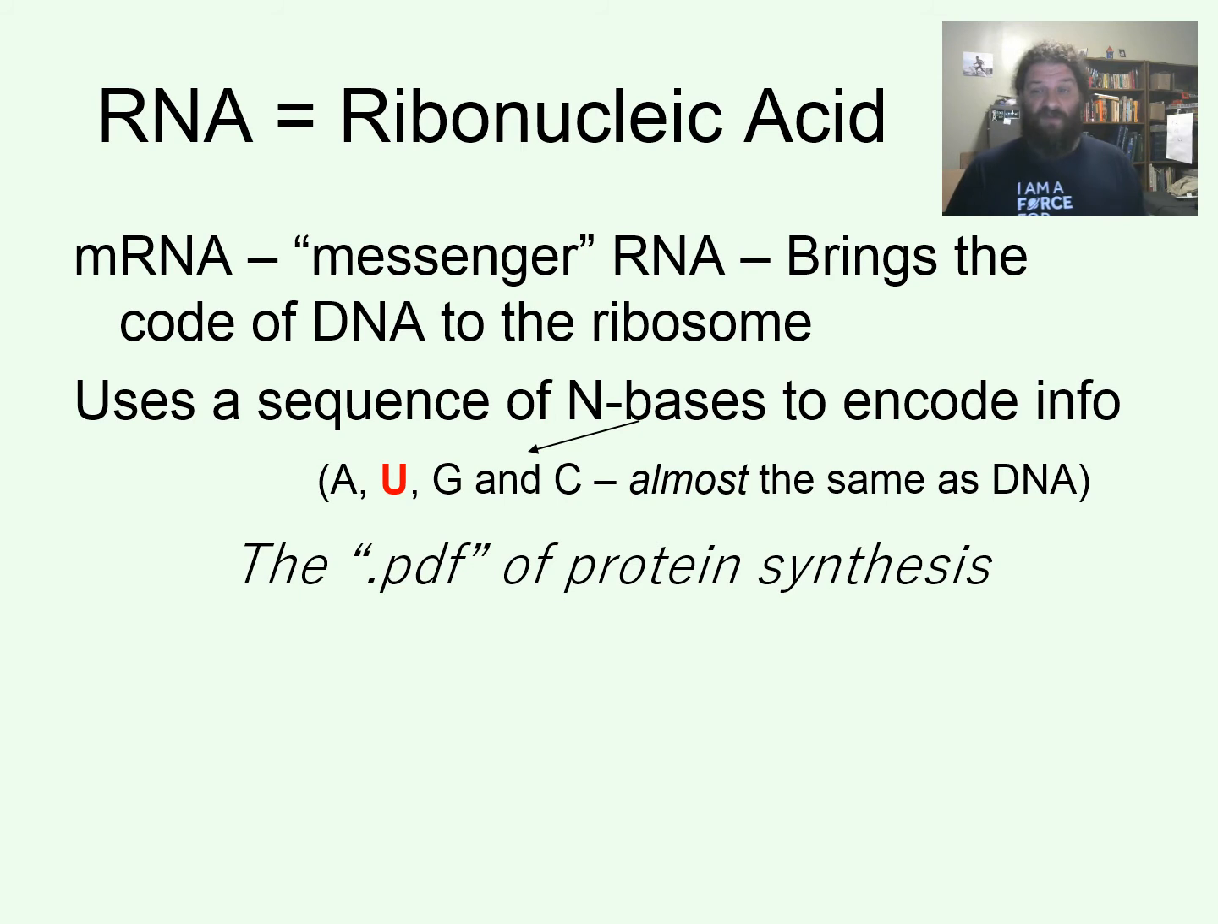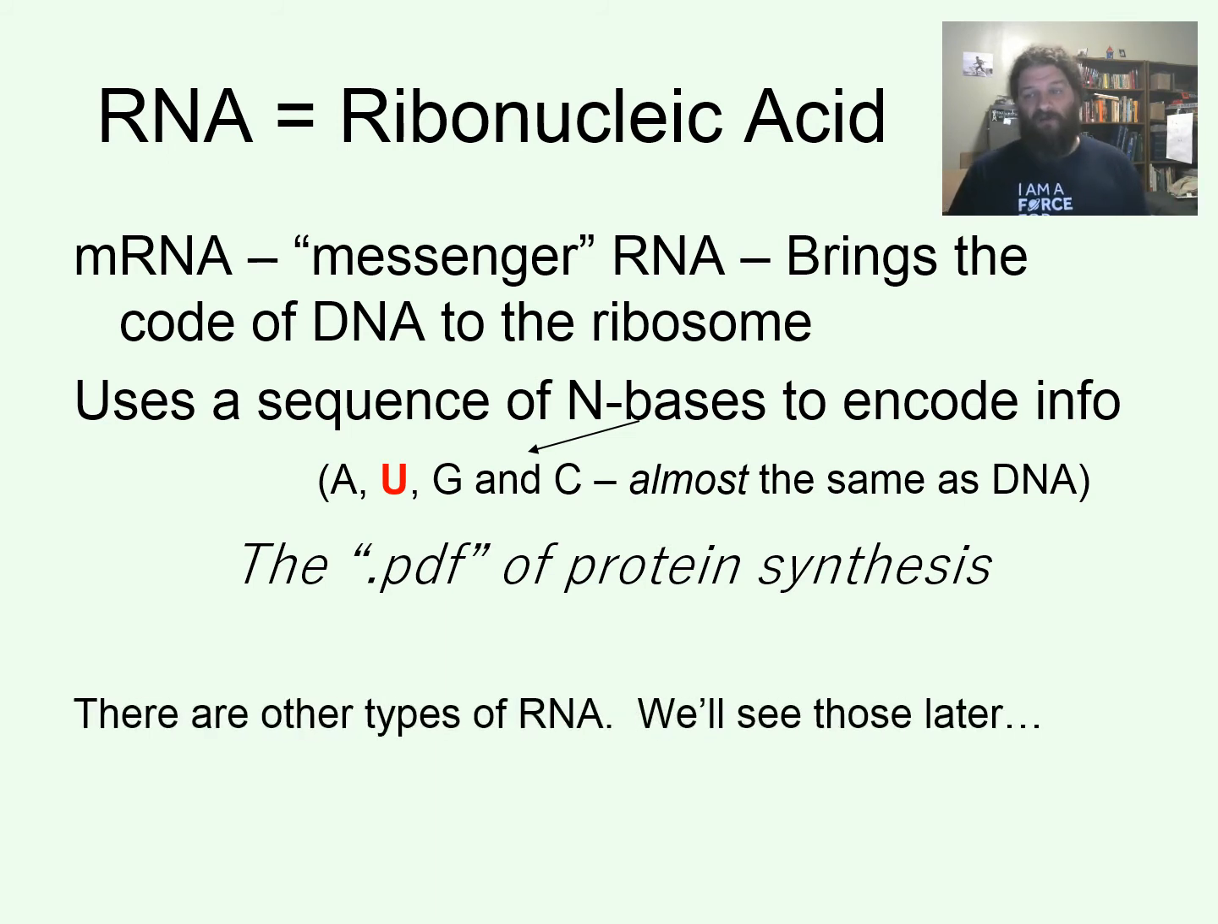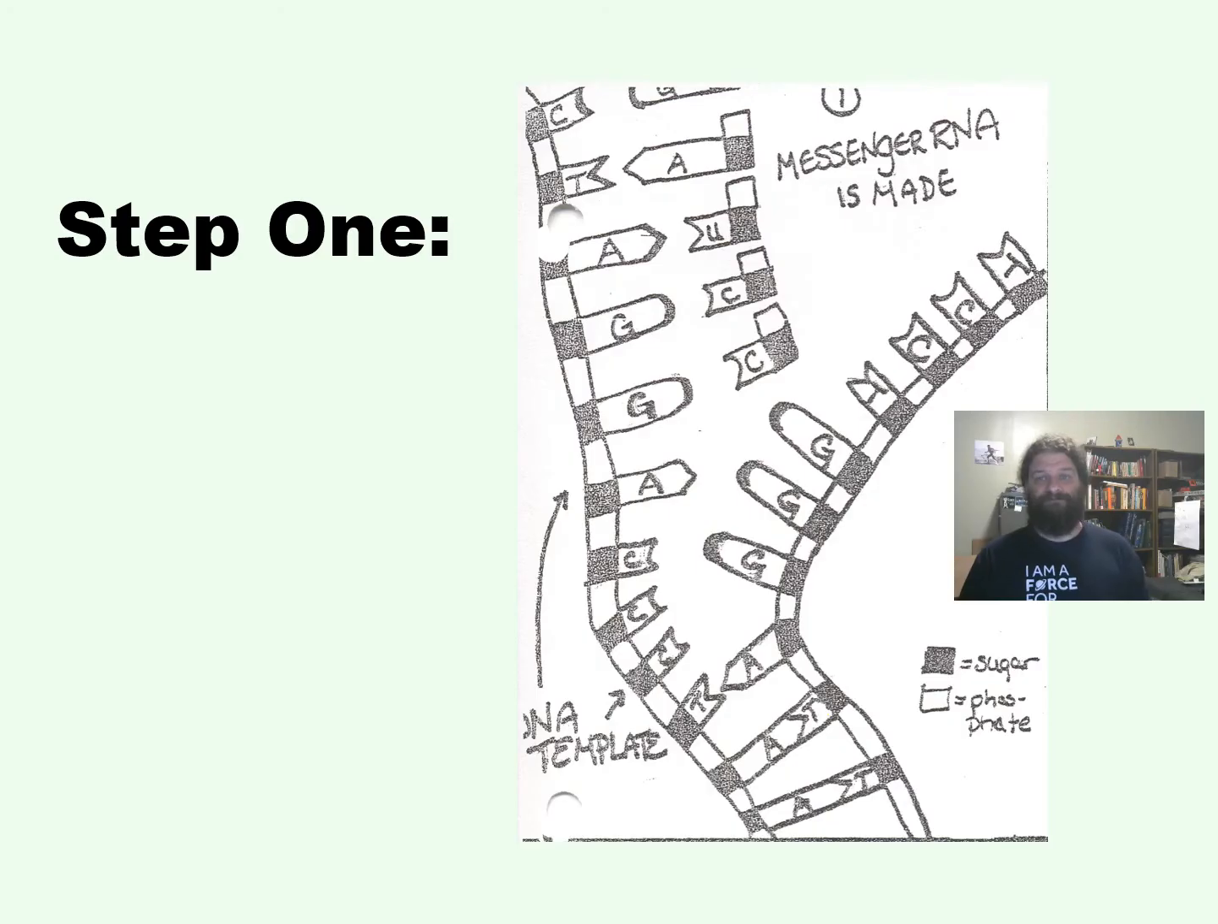I refer to it as the PDF of protein synthesis. It is the portable document of a gene. It's not meant to last very long. It's kind of temporary. Once it's built, it goes out there, and then eventually it gets chewed up by enzymes in the cytoplasm. There are other types of RNA, and we'll get to those in a bit. So this is actually the first step of making a protein. It is making that strand of messenger RNA with the same base sequence as the strand of DNA.